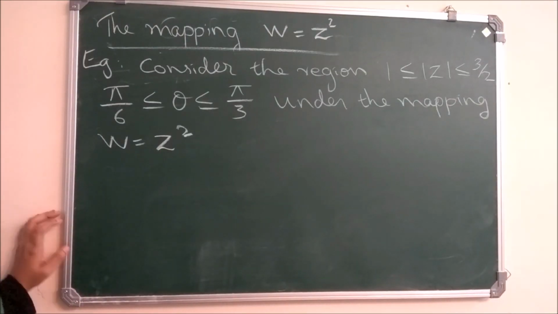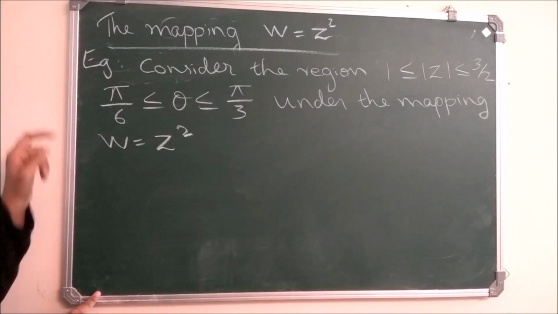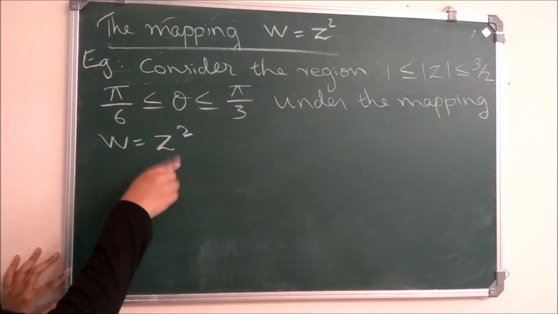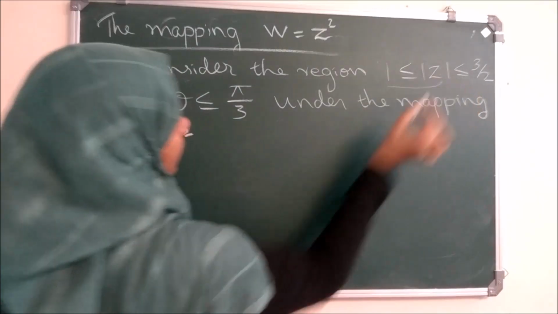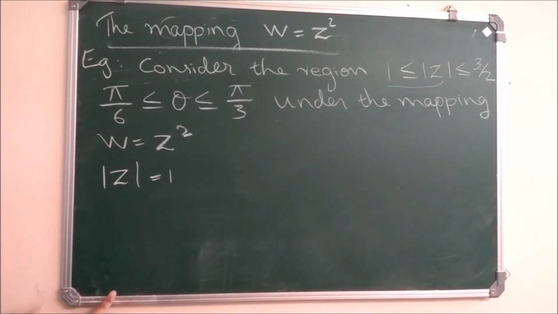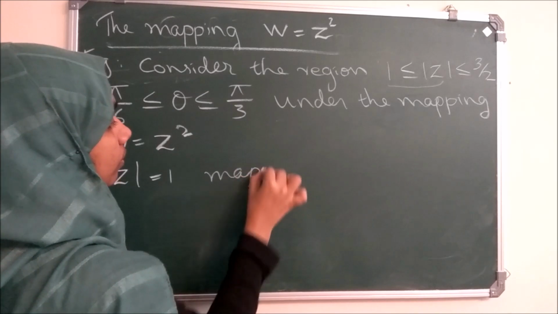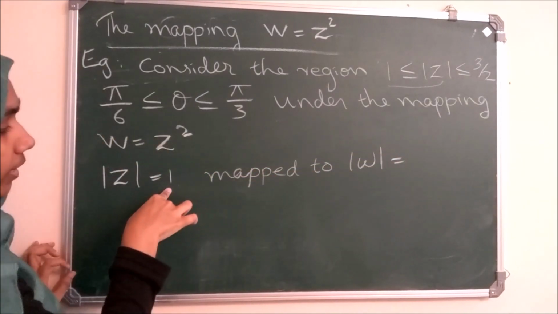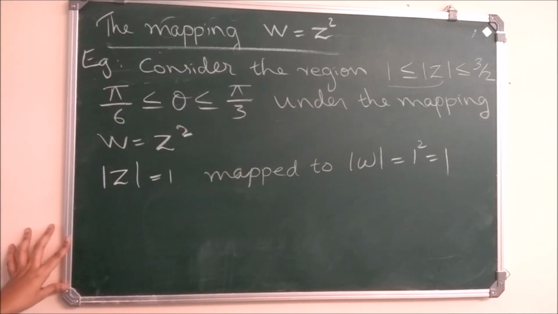For example, consider the region 1 less than or equal to mod z less than or equal to 3 by 2, pi by 6 less than or equal to theta less than or equal to pi by 3 under the mapping W equal to Z square. So first you consider this part. First you can see that mod z equal to 1 is a circle with radius 1, which will be mapped to mod omega equal to r square. Here radius is 1, so 1 square which is equal to 1.